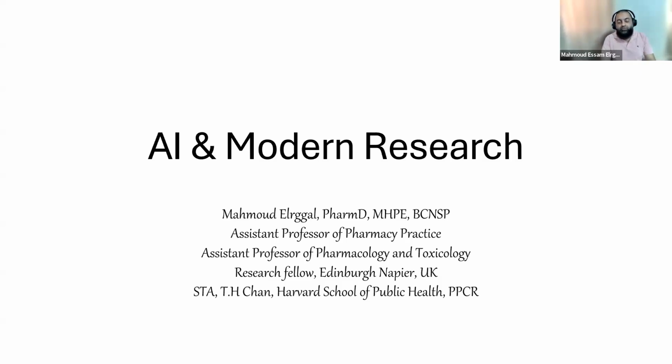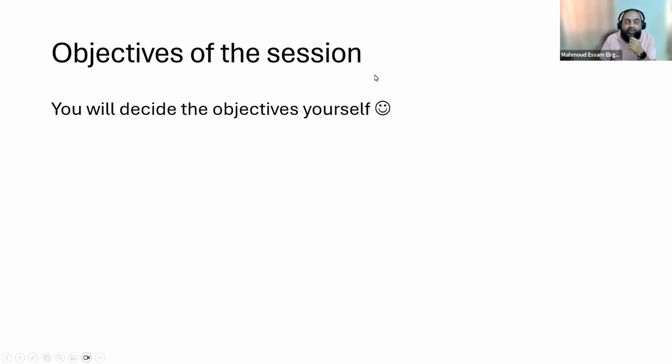Today, we are going to talk about the different AI tools that we can use in modern research. But actually, I made two pathways for the session, and you will decide yourself what will be the objectives of this session based on a series of questions that we are going to ask shortly. And once we reach a consensus from, I think we have around 50 something, 60 something participants, then we will decide what shall be our progress in this session.